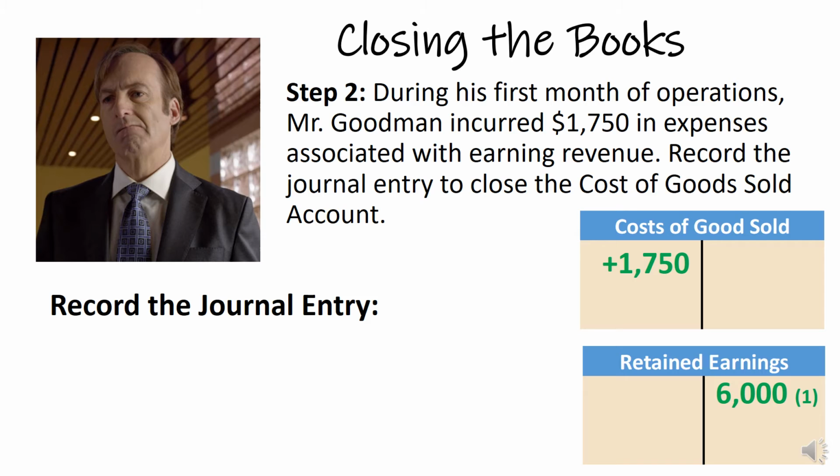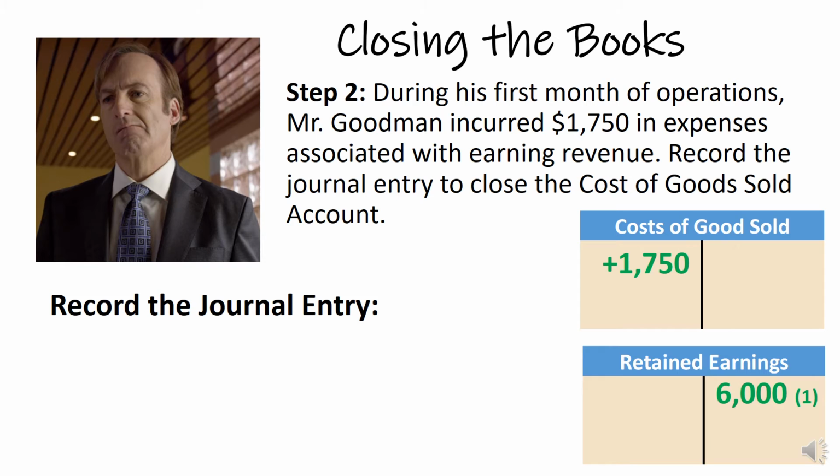Once we've closed out all of Mr. Goodman's revenue accounts, we begin to close Mr. Goodman's expense accounts for his first month of operations. Mr. Goodman maintains a cost of goods sold account to record the various transactions associated with earning his legal revenue. At the end of the time period, his cost of goods sold account has a debit balance of $1,750. His retained earnings account currently reflects the $6,000 of revenue that we've closed to it.